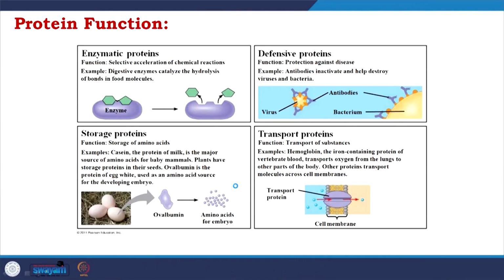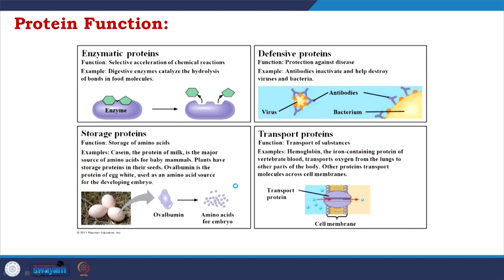There are proteins which are involved in defense, which protect against disease. For example, antibodies inactivate and help destroy viruses and bacteria. There are storage proteins, for example, function of storage of amino acid. For example, casein is a protein of milk, the major source of amino acid for baby mammals. Plants have storage protein in their seeds. Ovalbumin is the protein of egg white used as an amino acid source for the developing embryo.